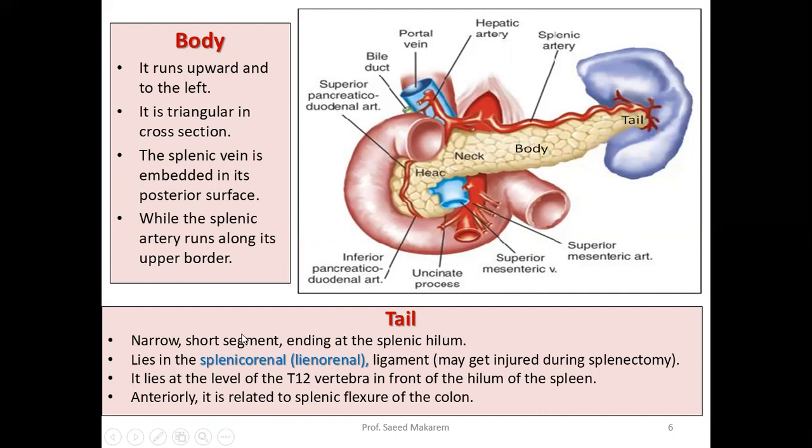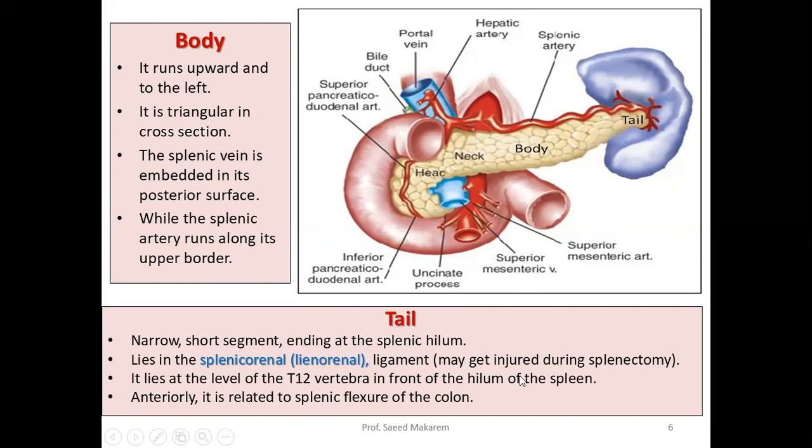So this tail, a narrow, short segment ending at the splenic hilum, lies in a very important ligament called the splenorenal, or lienorenal, ligament. There is a very important ligament here where the tail of the pancreas will be in contact with the spleen. It is called the lienorenal ligament, or also the splenorenal ligament.